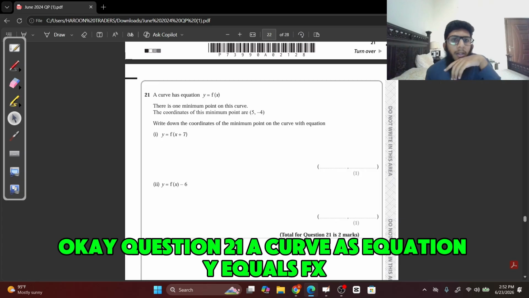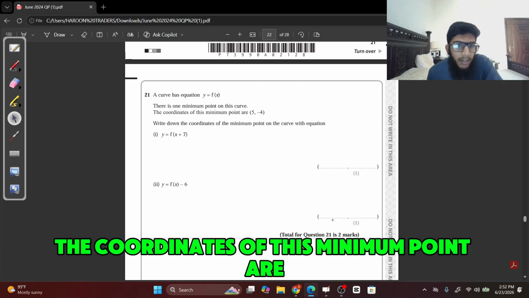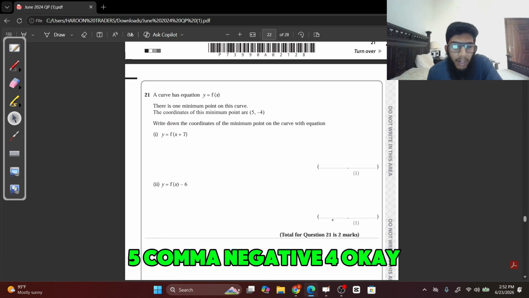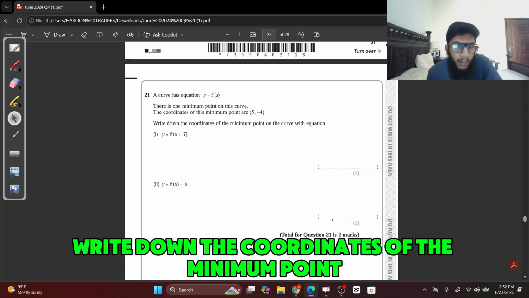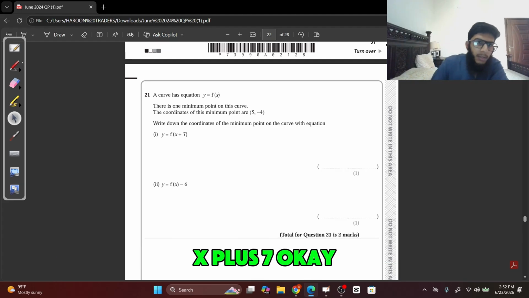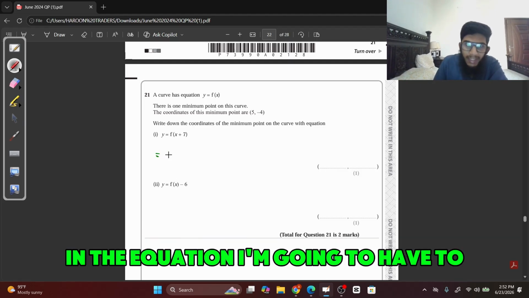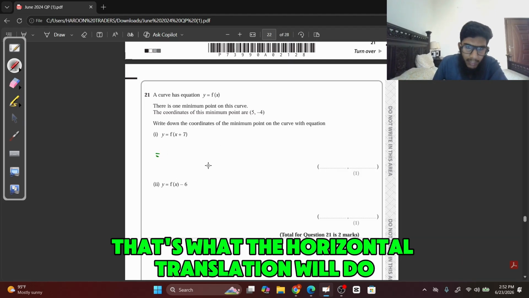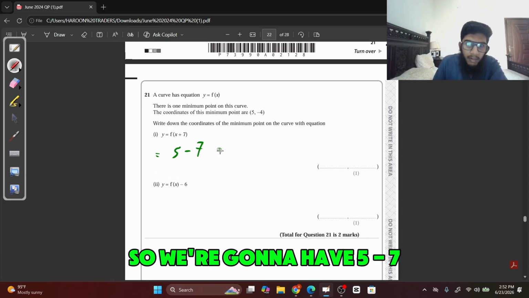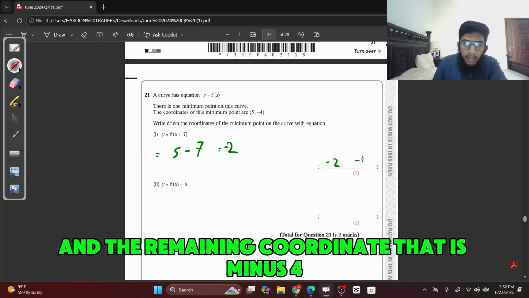Okay, question 21. A curve has the equation y equals f(x). There is one minimum point on this curve. The coordinates of this minimum point are (5, -4). Write down the coordinates of the minimum point on the curve with equation y equals f(x + 7). Now this is going to be a horizontal translation to the left side. That means in the equation, I'm going to have to subtract 7, not add it. That's what the horizontal translation will do. So we're going to have 5 minus 7, that's going to be minus 2. So we're going to get minus 2, and the remaining coordinate, that is minus 4.